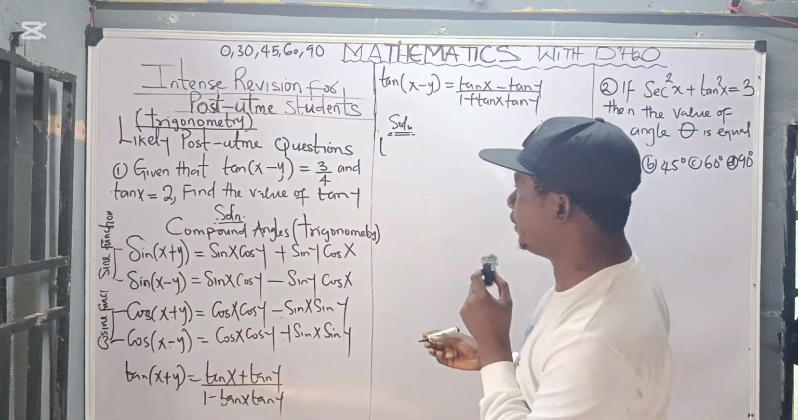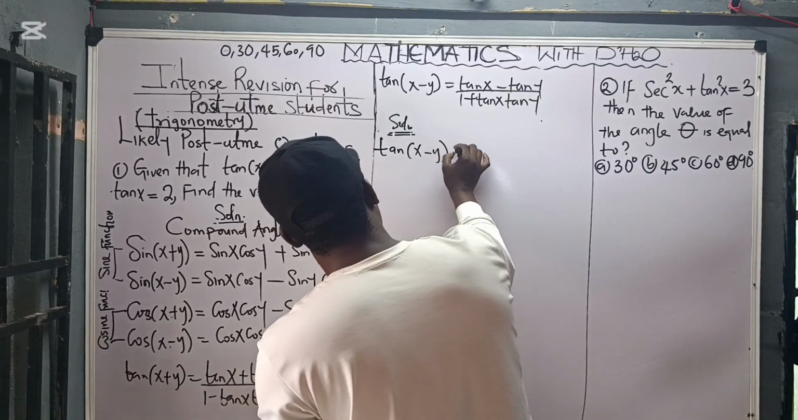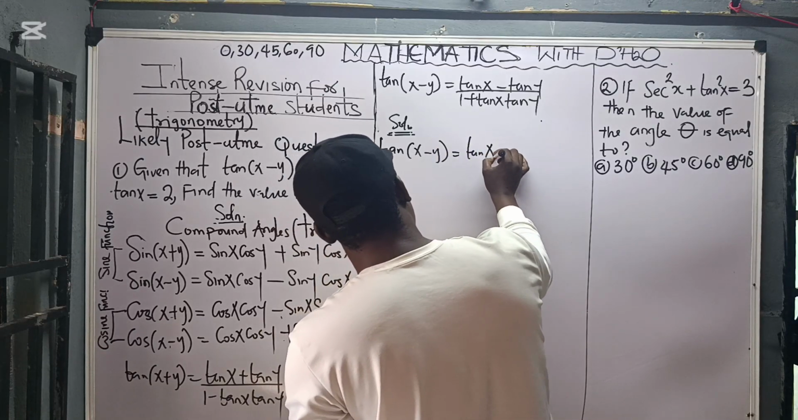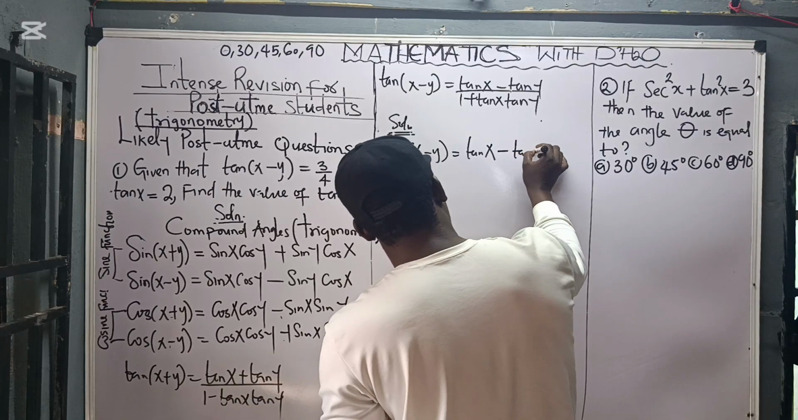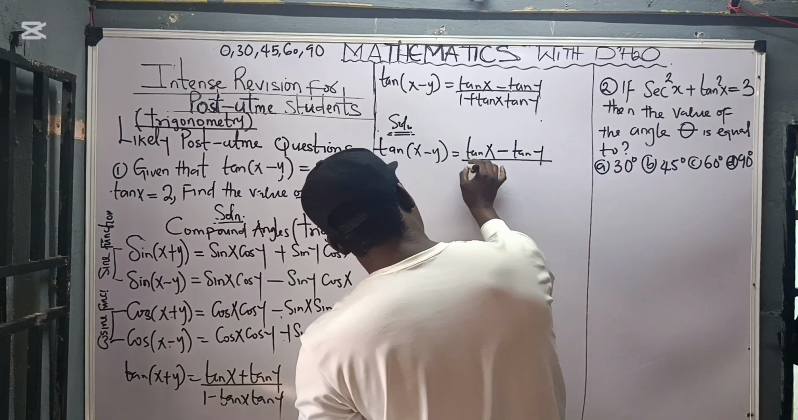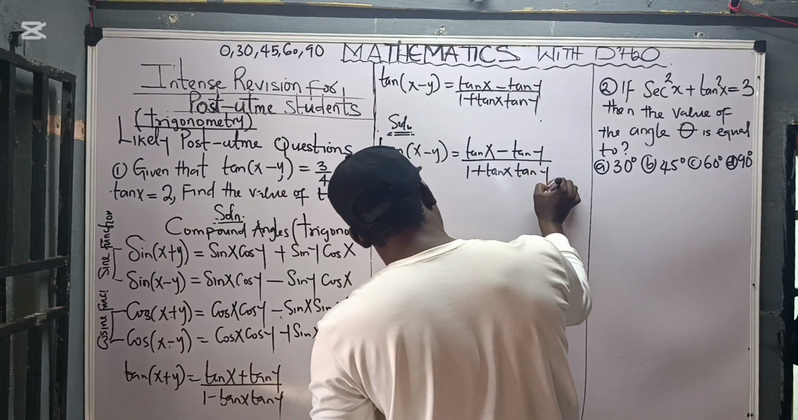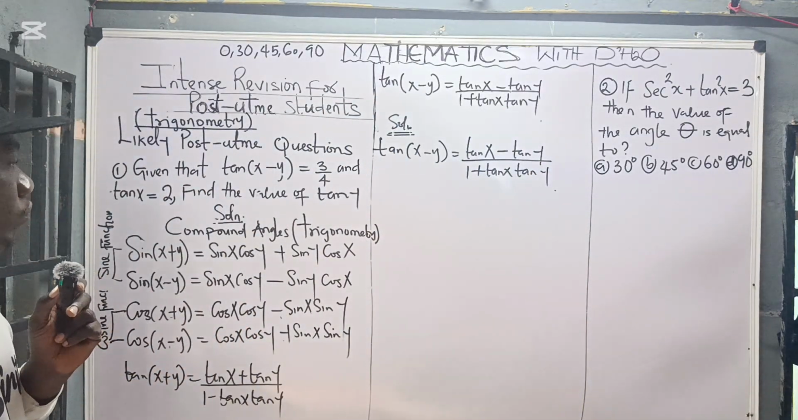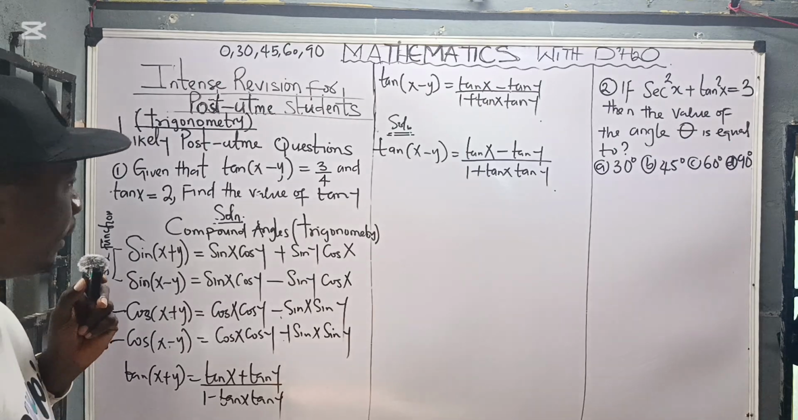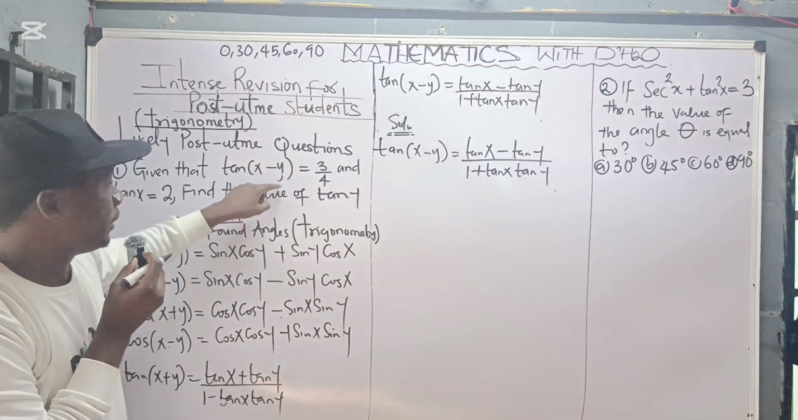So how do you solve this? We begin by writing the expression tan(x - y) is equal to (tan x - tan y) all over (1 + tan x tan y). Don't forget, if you have minus here, minus tan y all over 1 plus tan x tan y. So if you remember the formula, you can solve this question. Where do we begin from? They told us that tan(x - y) is 3/4.